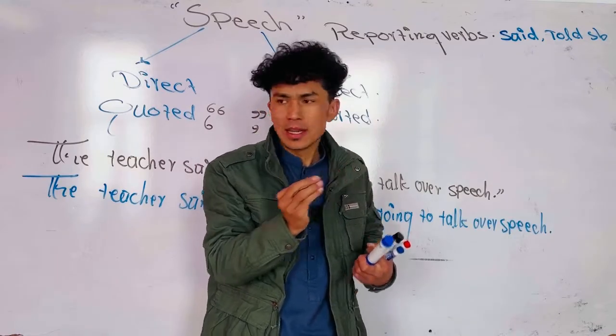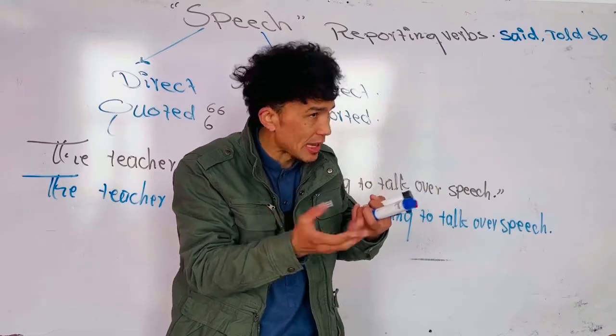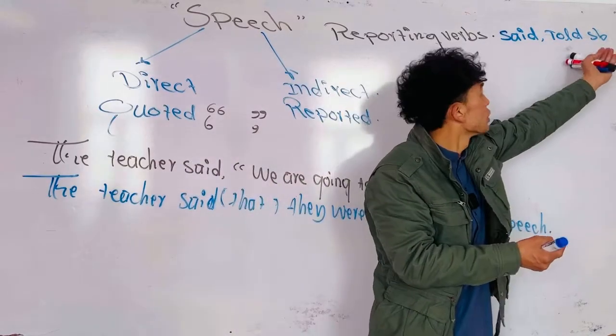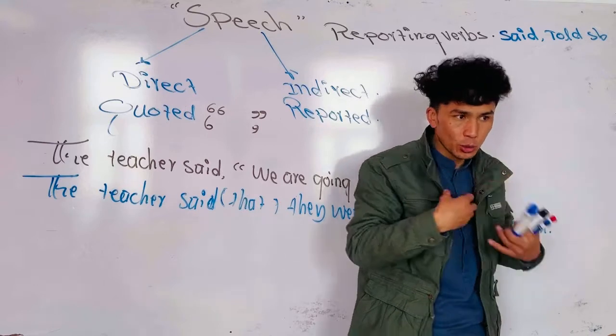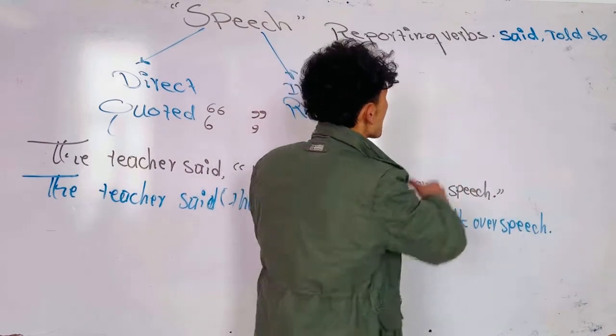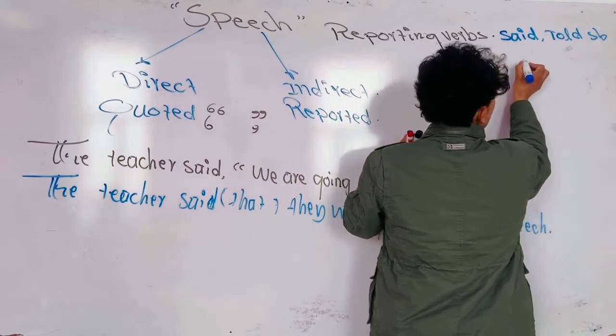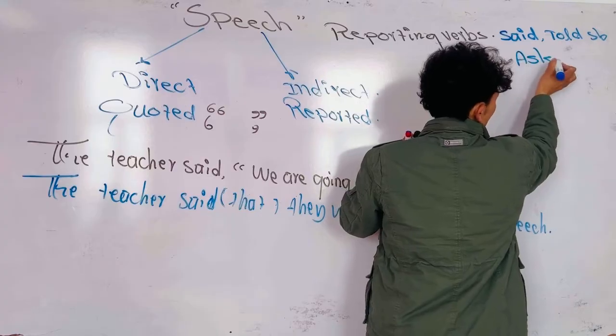Said, told, say and tell, both of them have the same meaning. The difference is, with told somebody, you mention the audience: told me, told him, told them, told her. Did you understand? Okay. Said, told somebody. Another word is ask. Asked.